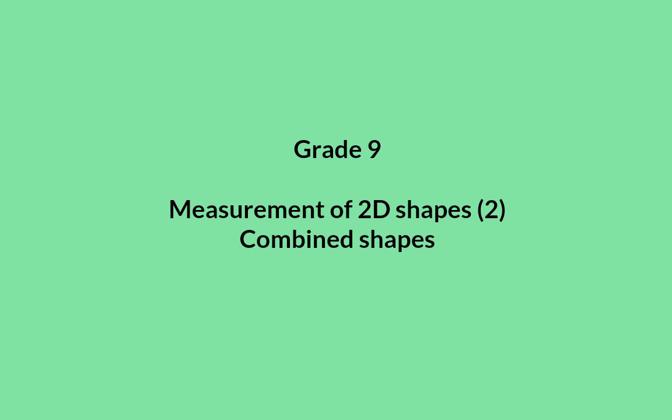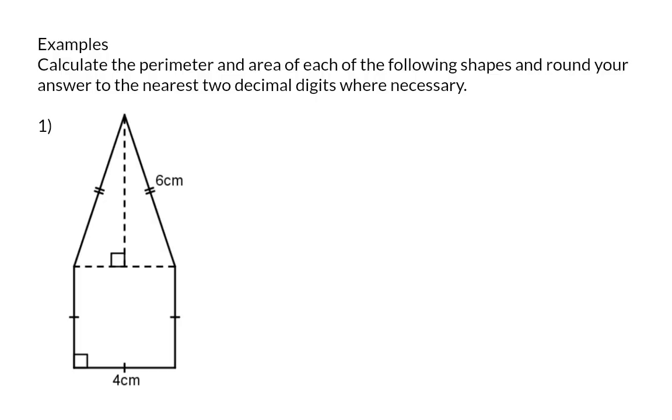In this video, we calculate the perimeter and area of combined shapes. Calculate the perimeter and area of each of the following shapes and round your answer to the nearest 2 decimal digits where necessary. Our first shape consists of a square and an isosceles triangle.